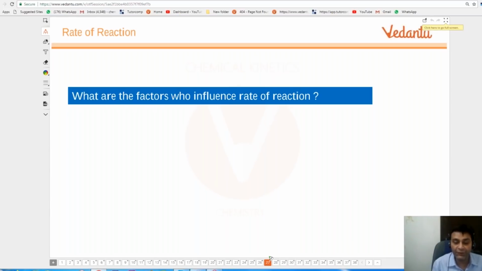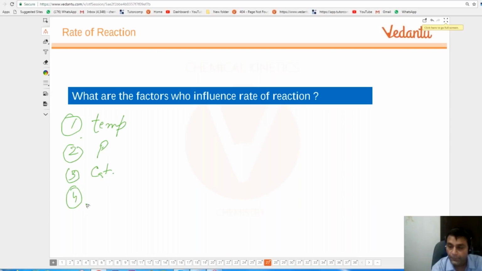Now, what are the factors which influence the rate of reaction? Very good, Ame. Temperature. Fine. Anything else? Catalyst. Very good. Pressure. Anything else? Volume. Neha, you want to say volume? Yes. Concentration. Good. Anything else? Number of moles means basically concentration only, right? Anything else?